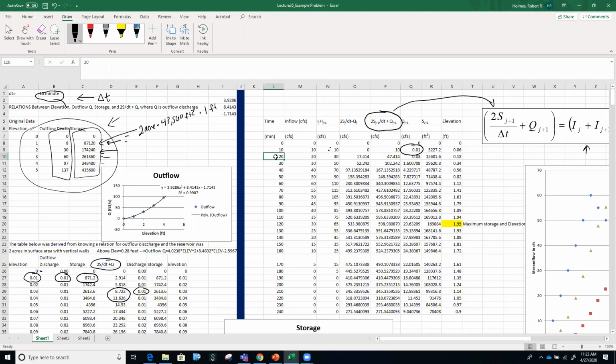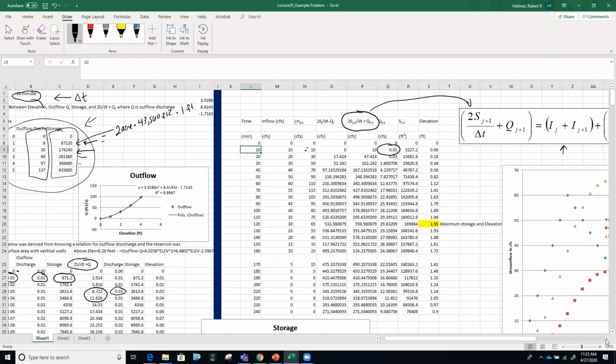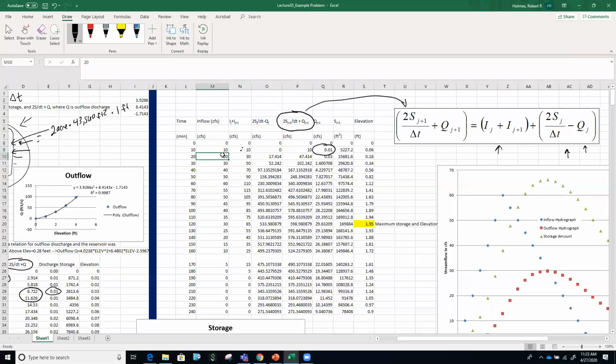So I move to the next time step, which is time equal to 20 minutes, and that now becomes the J+1 in our equation up here. The previous time step becomes the J time step. Now we're looking at the same thing, and we have the inflow, which is given to you, so that's a boundary condition. The I j plus 1 is basically the inflow of the current time step, which is J+1, plus the inflow of the previous time step, which is 10 CFS. You add those two together, and that becomes 30.